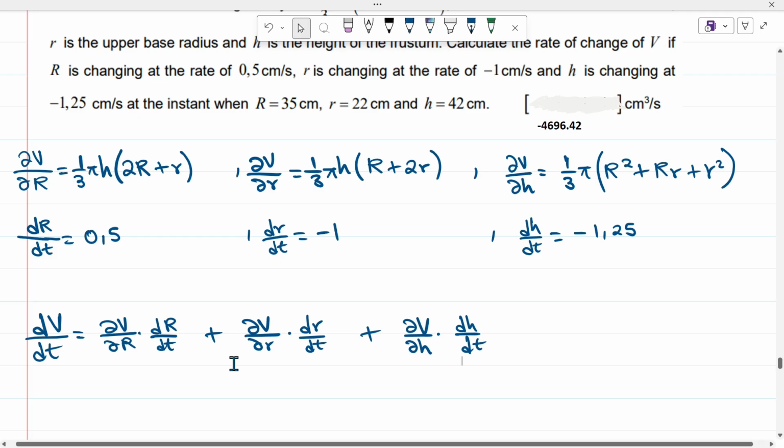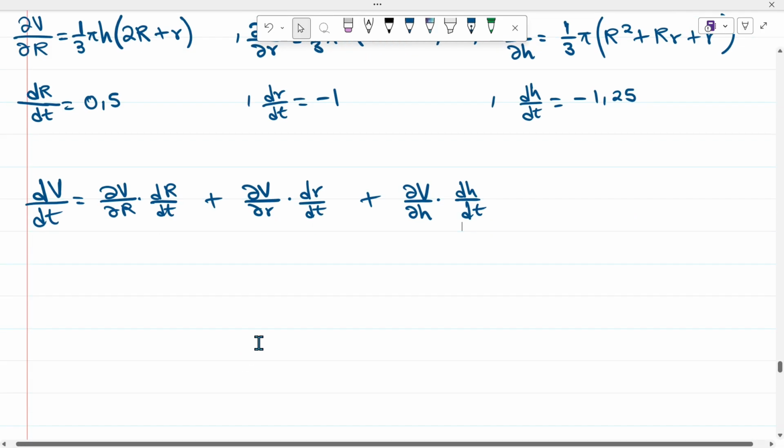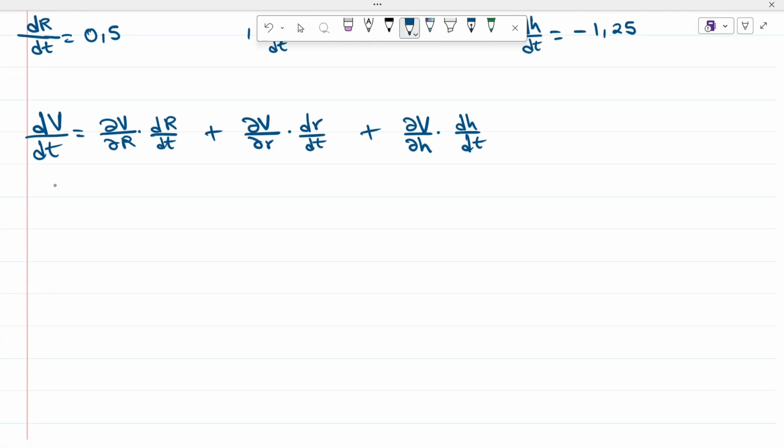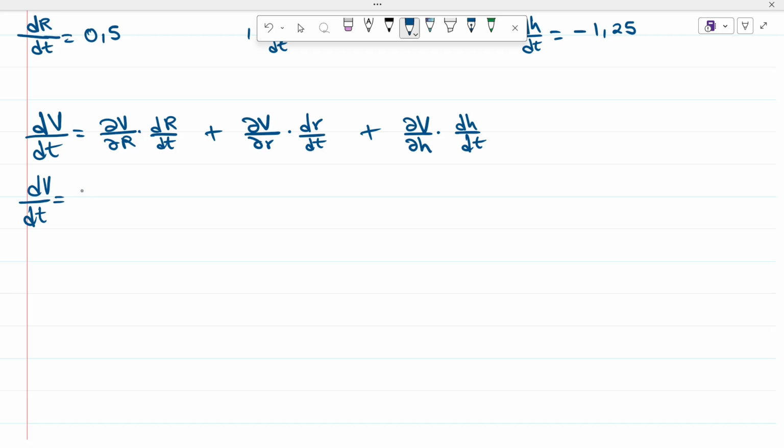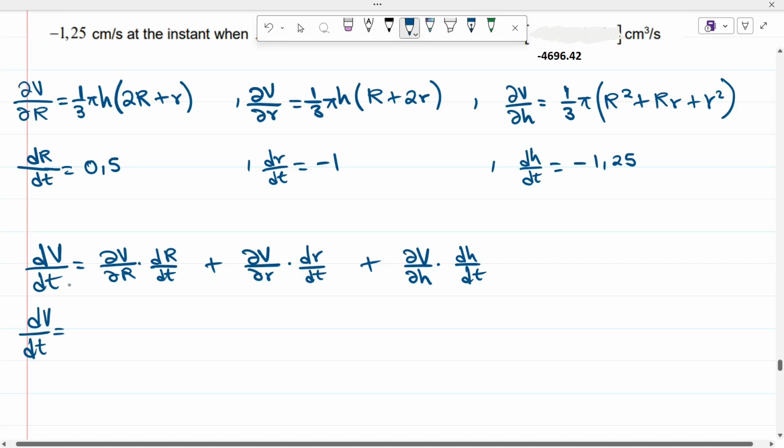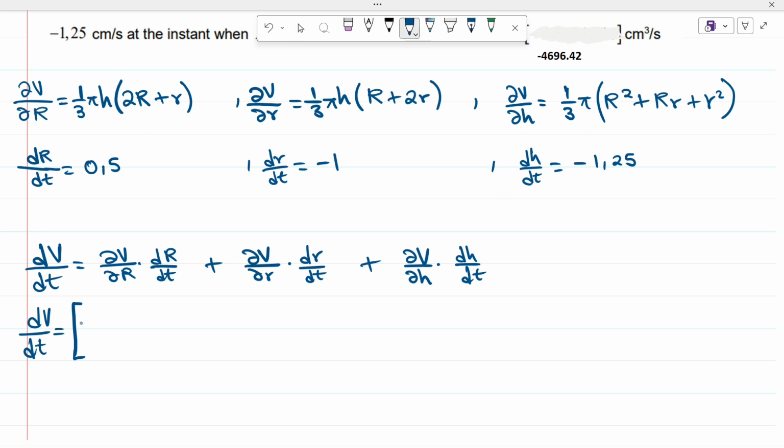Then from here, we are just going to substitute. The rate at which volume changes with time is then going to be equivalent to, so I'm just going to substitute all the formulas that we have. Let me reveal them there so that you can see. So now I'm going to substitute. Here are my formulas. Let's start with this one. I'm just copying.